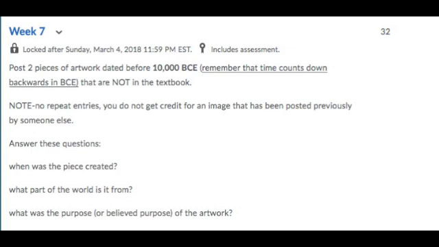When you post those works, you should answer a few questions. When was the piece created? What part of the world is it from? And what is the purpose, or the believed purpose, of the artwork? If you don't know, that's okay. Just try to guess what it was. It's perfectly acceptable to make an educated guess, and maybe it's based on things we talked about in class, or in your reading, or stuff you find online. Give information about what that artwork was about in your own words. So that's the assignment. Let's take a look at some successful submissions for that, and some that maybe were not so successful.